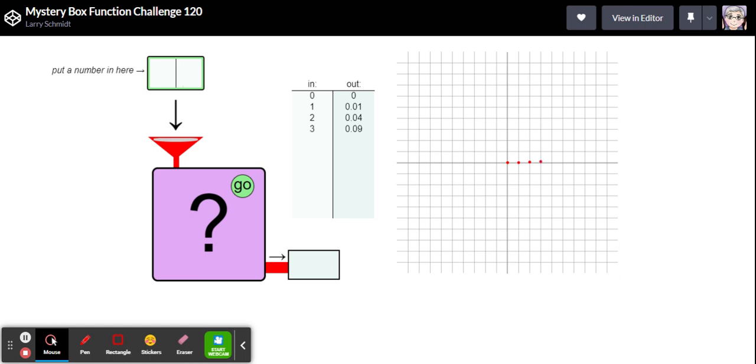I see. Okay, now I've got an idea, and I'm thinking we're going to get something symmetrical on the other side of the y-axis. So let's put in a -1. And let's put in a -2. And we'll put in a -3 too, just to keep it balanced.